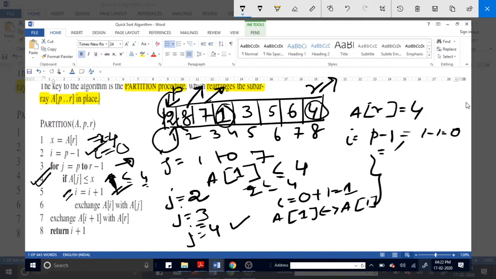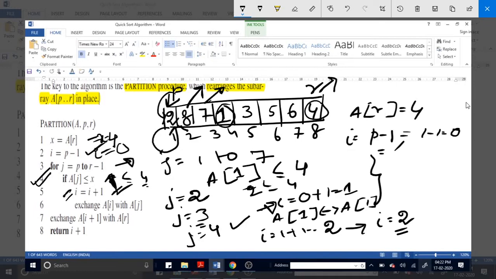I is incremented by 1. What is the last value of I? Last value of I is 1. I will be 1 plus 1, which is nothing but 2. Remember that the I value is 2. Correct? So if it is so, then A2 and AJ will be swapped.